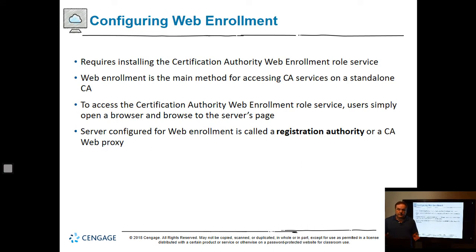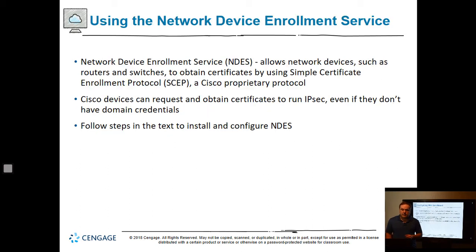So configuring web enrollment requires installing the certification Web Enrollment role service. Otherwise, it doesn't work. Web enrollment is the main method for accessing certificate authority services on a standalone CA. To access the CA Web Enrollment role service, you've got to open a browser and browse to the server's page. A server configured for web enrollment is called a registration authority, or a CA web proxy.